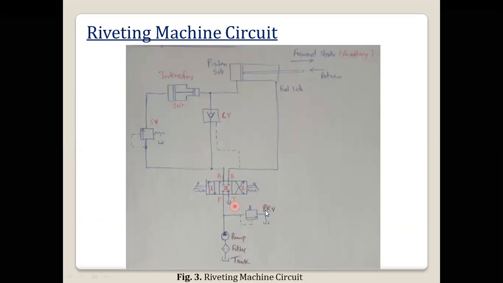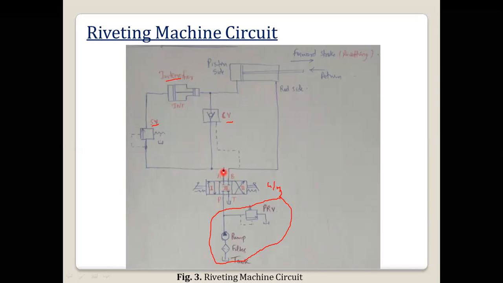So this is the common pressure relief valve, tank, filter, and pump. This we call the power pack unit. Then we have the 4x3 DCV, that is closed center. Then here we have the sequence valve, then one pilot operated check valve. Then the intensifier is there.